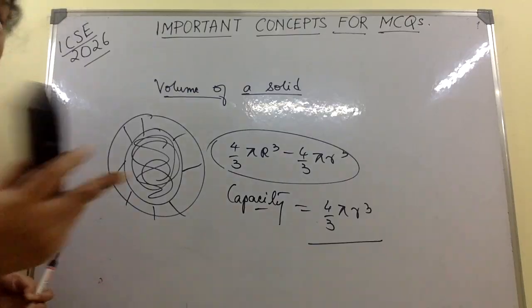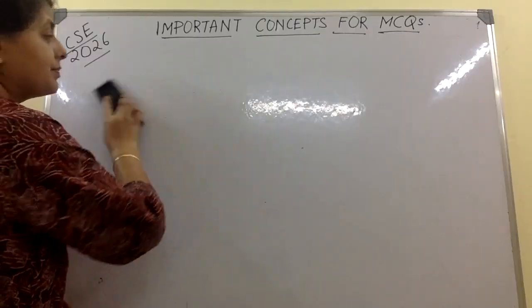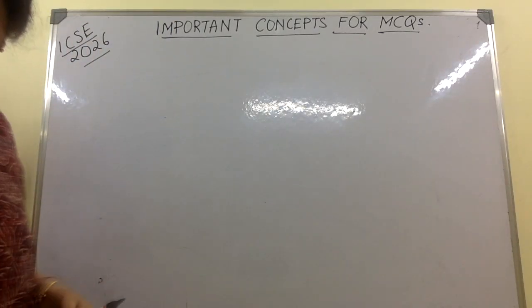So that was again another thing, volume of a solid and volume of a shell, substance, material used to make a shell and all that.